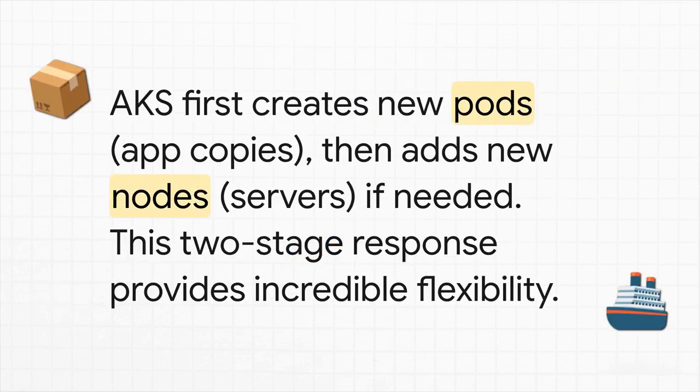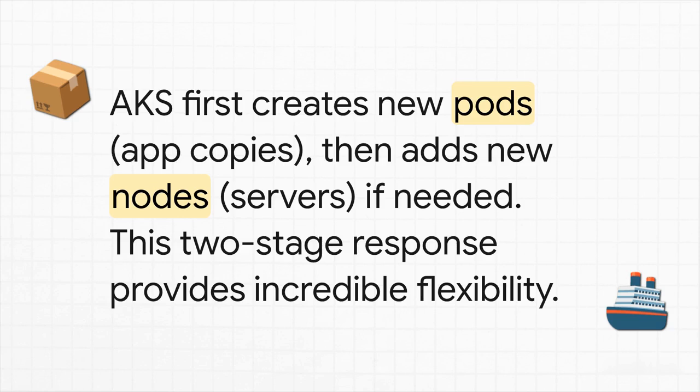Next up is the world of containers with AKS, and this is where things get really clever, because AKS basically has a 2-level response. Its first and fastest move is to spin up new pods, which are just lightweight copies of your app's container, on the servers it already has. Now, if that's not enough and the servers themselves start getting full, then it can take the second step and add brand new servers or nodes to the whole cluster.